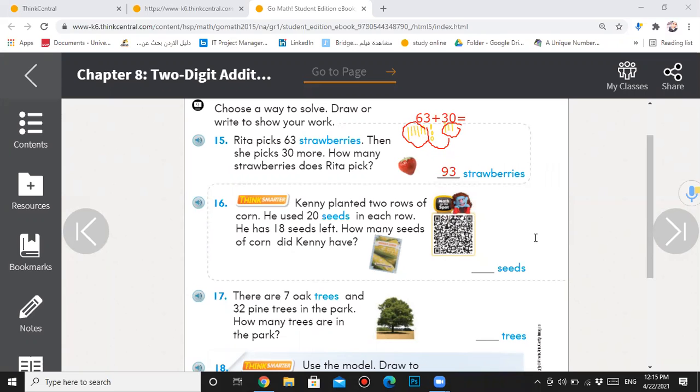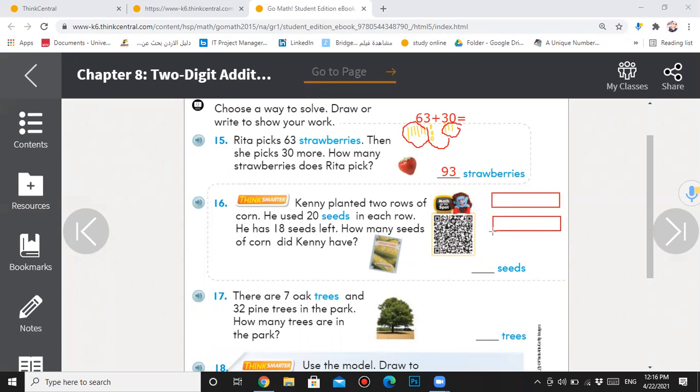Okay, Kenny planted two rows. Okay, it's the same, corn. He used 20 seeds in each row. He has 18 seeds left. How many seeds of corn did Kenny have? Okay, so Kenny planted two rows. This is the two rows. I'm gonna draw for you. This is row number one, and this is row number two. What's the meaning of two rows? Row number one and row number two. Okay.